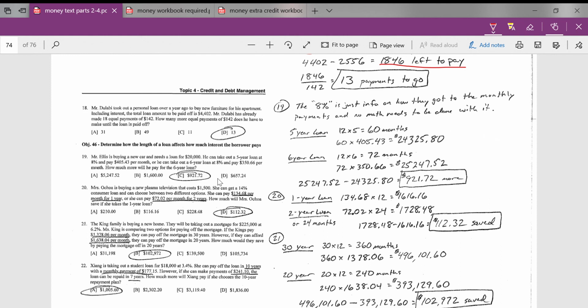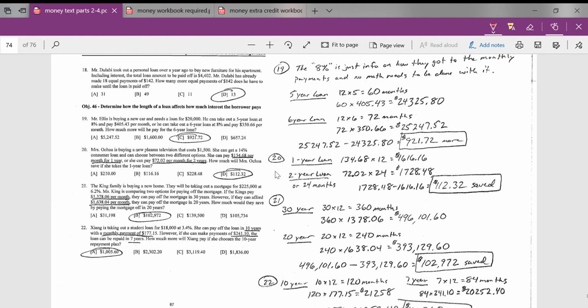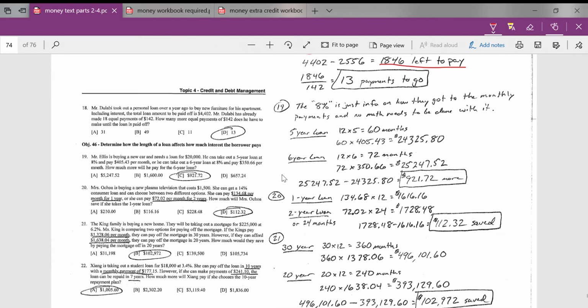Alright, this is a video for objective 46 in the money textbook, the last required objective of this quarter. In the money textbook, page 87, so if you don't have your money textbook, hit pause, go grab that. Objective 46 is determine how the length of a loan affects how much interest the borrower pays. So basically, a lot of these problems are just figuring out two situations and finding the difference of them.